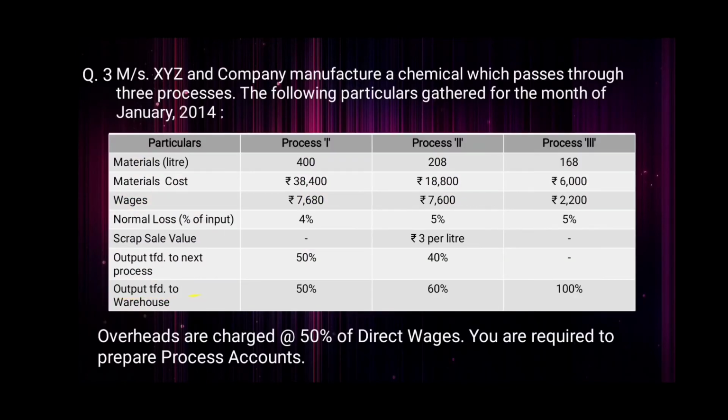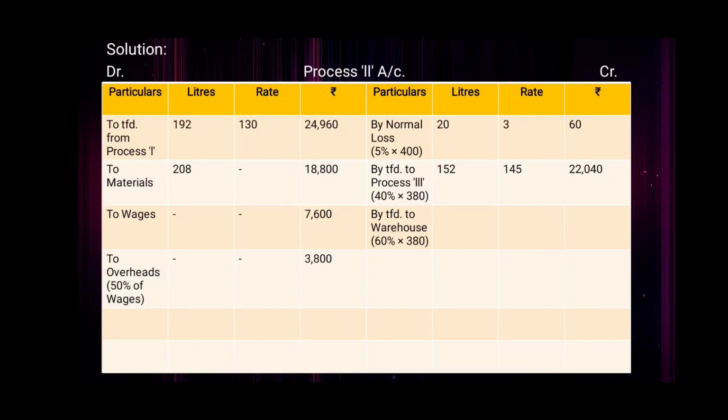Now output transferred to warehouse. So for process 2 it is 60%. So we'll calculate 60% of 380. So the liters amount will be 228 at the rate of 145. So the total amount will be 33,060. Now let us take total of both the side. Liters will be 400 and total amount will be 55,160.